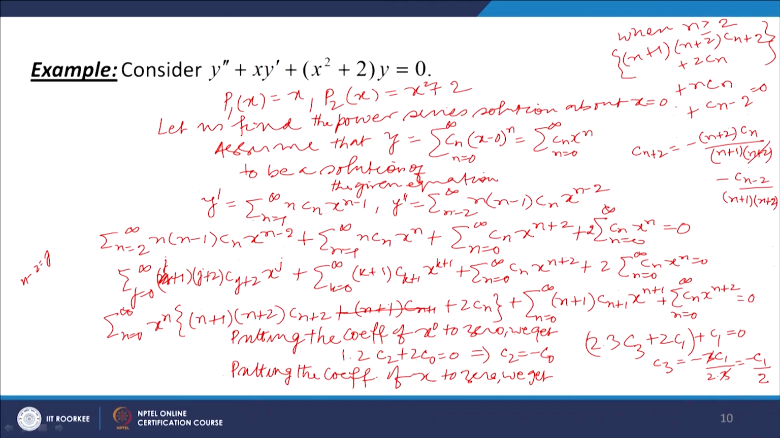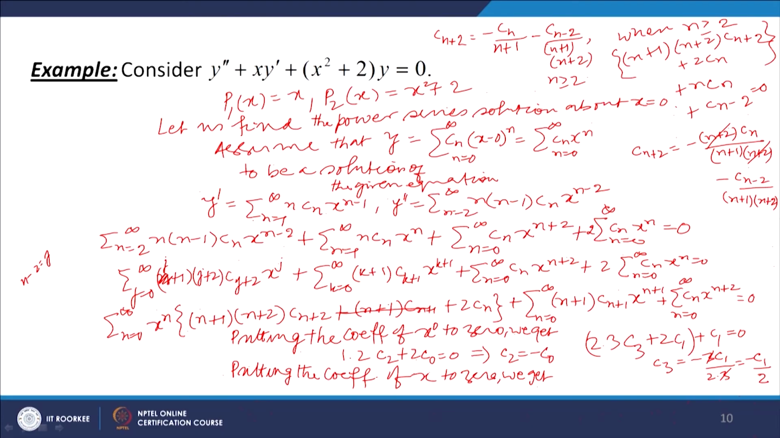So this n plus 2 cancels and we get Cn plus 2 equal to minus Cn divided by n plus 1 and minus Cn minus 2 divided by n plus 1 n plus 2, and n is greater than or equal to 2. So take n equal to 2 now.